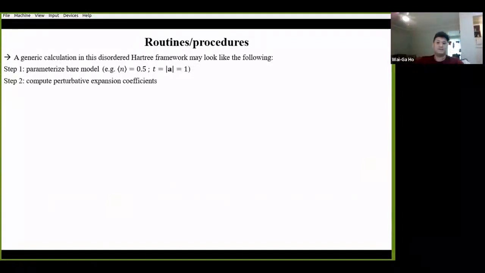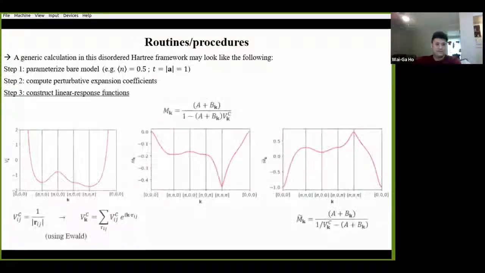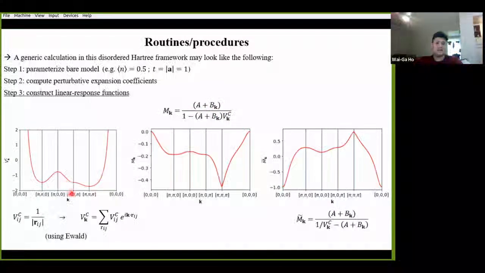All right. Now in step 3, we're going to be constructing our linear response functions, m and m tilde. But what do we need for this? Well, I mentioned very quickly before, but what we need are the A and B k coefficients that we had just computed, sure. But what we also need is this momentum profile for V Coulomb. So for this, I won't get into too many details.